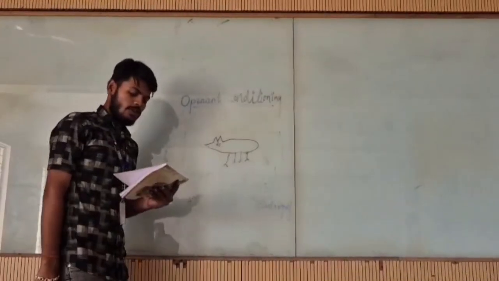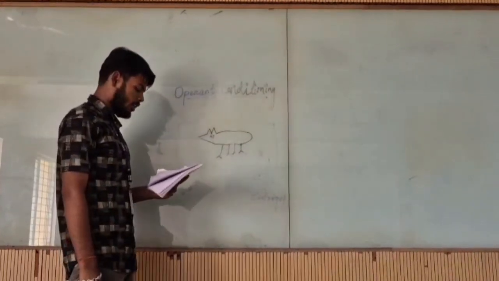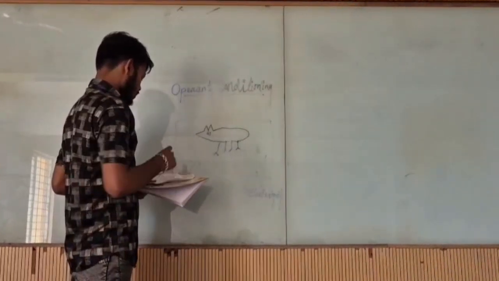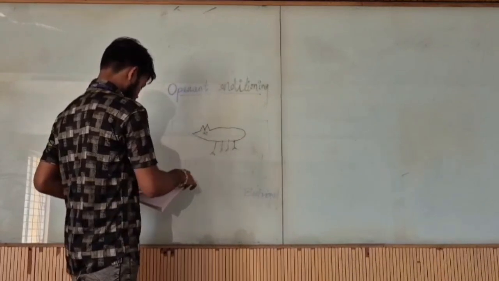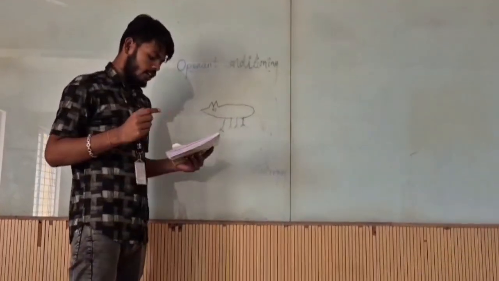Actually, Skinner did one experiment on that. With the help of this experiment, he explains this theory. In this experiment, we have one box. In this box, we have one rat and a lever. When the rat presses this lever, food will come inside the box.